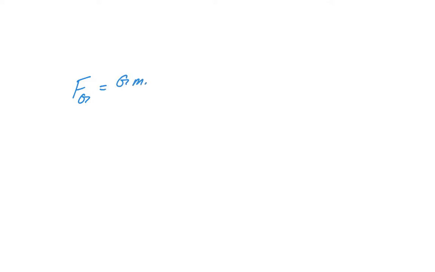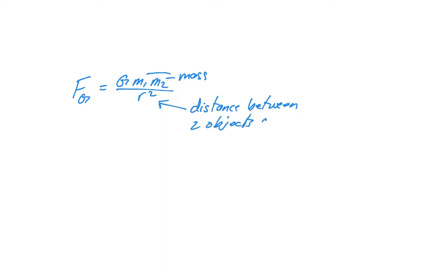capital G times m1 times m2 over r squared, where m1 and m2 are just the masses of the two objects. R is simply the radial distance, or the distance between the centers of the two objects. And G is the universal gravitational constant. Okay, so G is equal to 6.67 times 10 to the negative 11th.